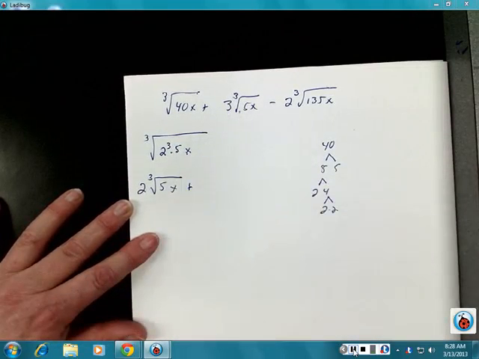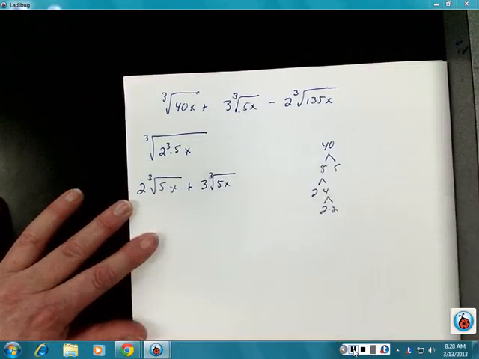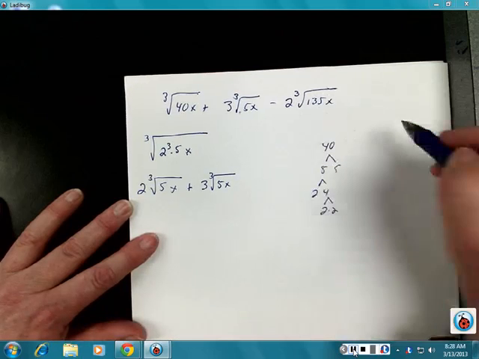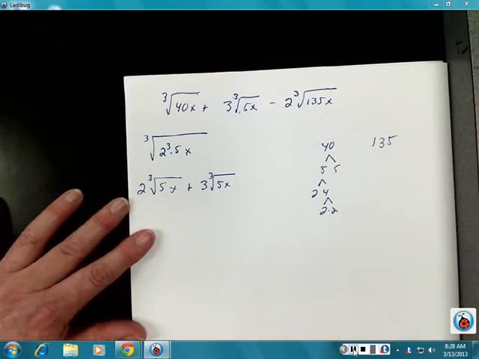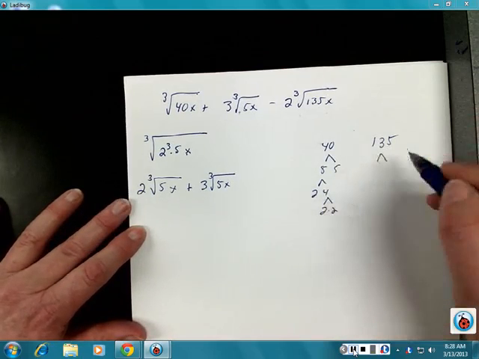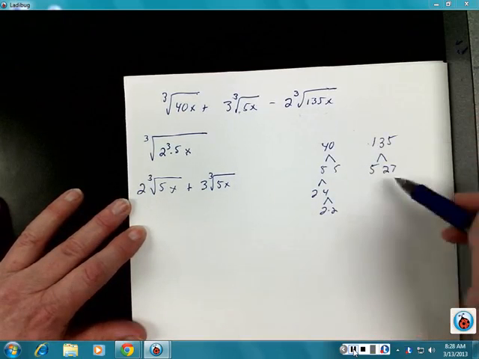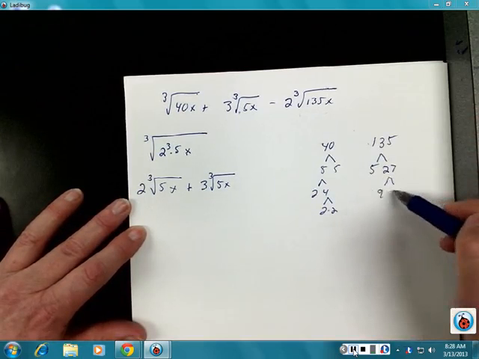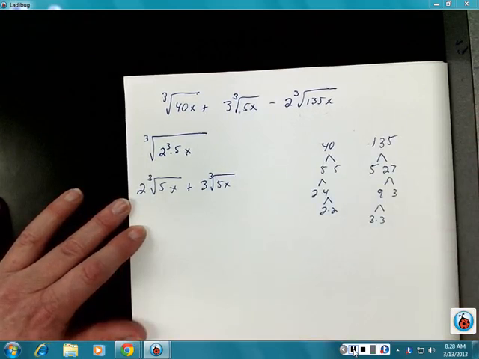So I'm just going to bring it down, and I'm going to write 3, the cube root of 5x. Can I do something with 135? Well, let's see. 135 ends in a 5, so what do I automatically know? Take out a 5. So 5 goes into 13 twice. 5 goes into 35, 7. And 27's made up of 9 times 3. And 9's made up of 3 times 3. We okay so far? Okay.